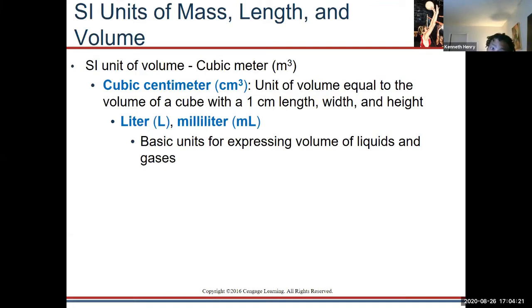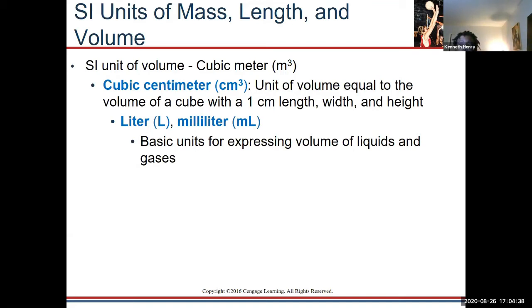Okay, so volume. We talked about volume. Okay, that's where we're at. We're going to talk about volume.